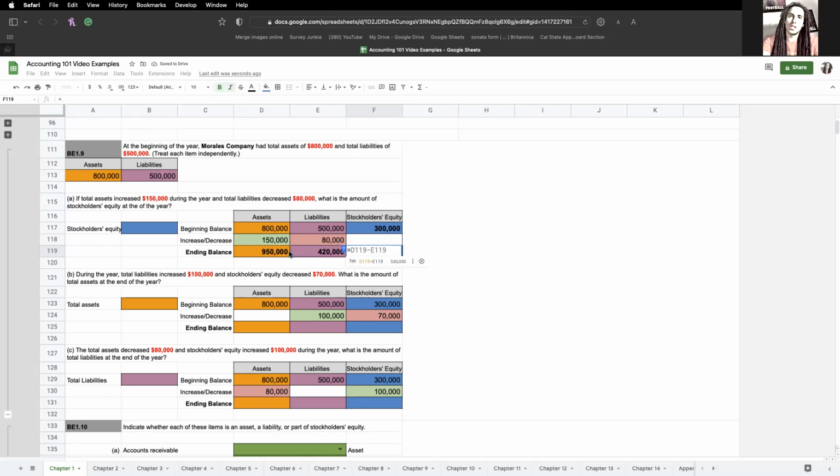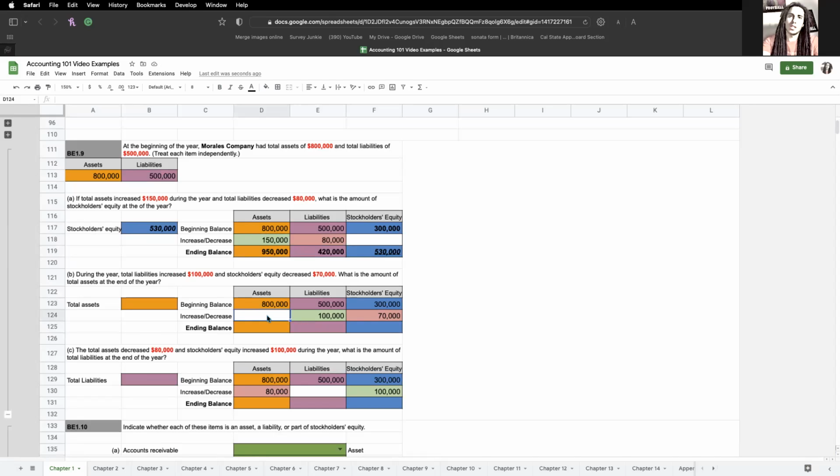So if we take the difference, say we hit tab, this is on a MacBook, otherwise you would just subtract, that's $530,000 in stockholders' equity. So what caused this increase in stockholders' equity? Well, for one, we had an increase in assets and resources that the company owned, and a decrease in liabilities, which means that more of our liabilities got paid off. And so for those two reasons, that explains the increase from 300K to 530K in equity.